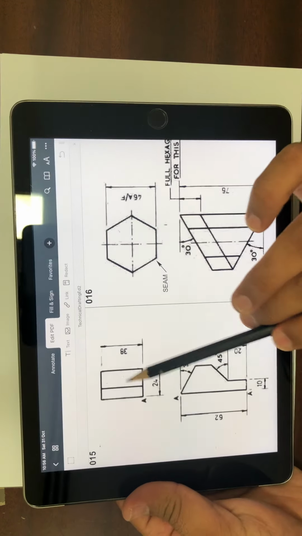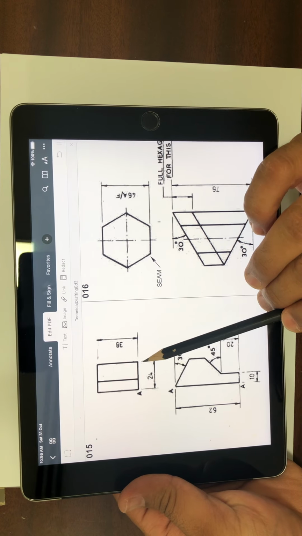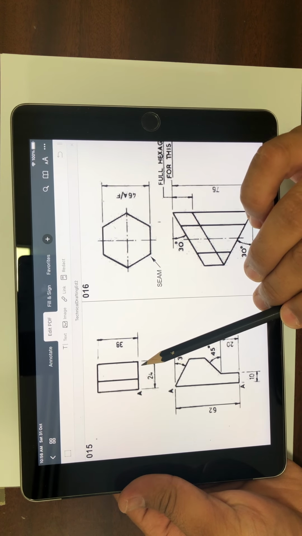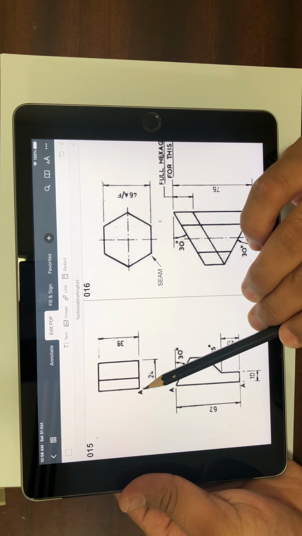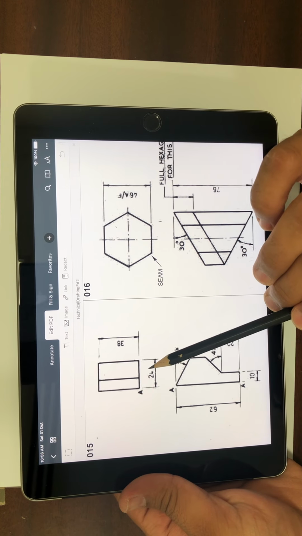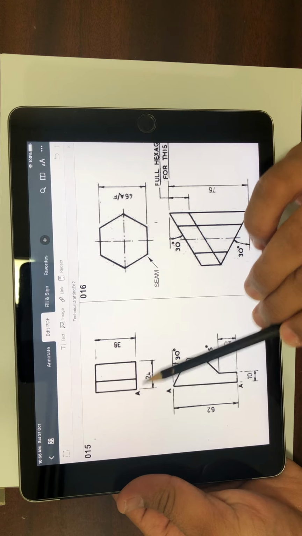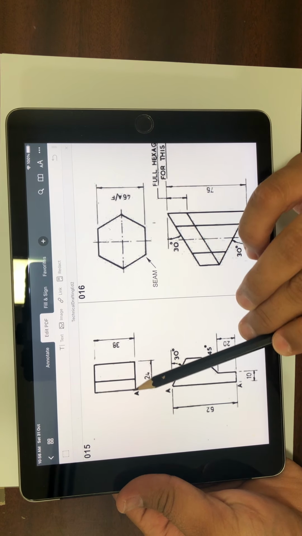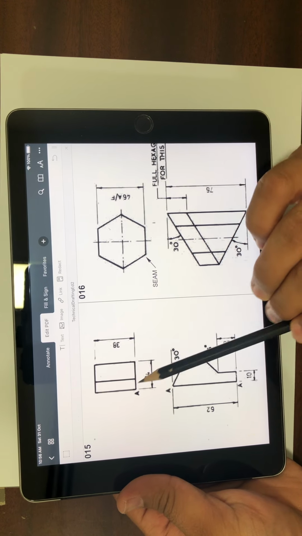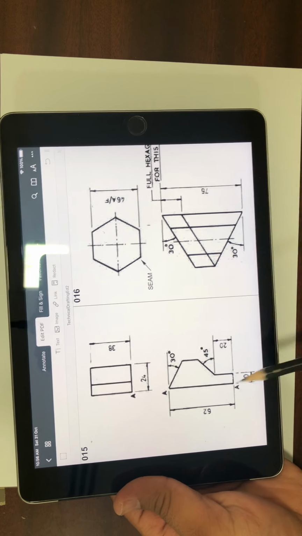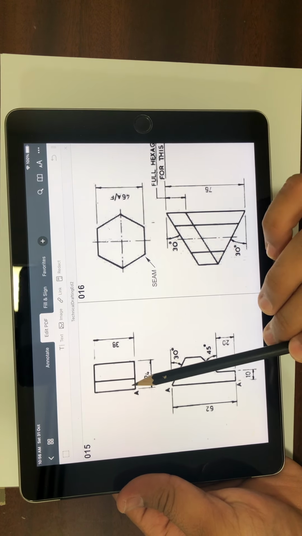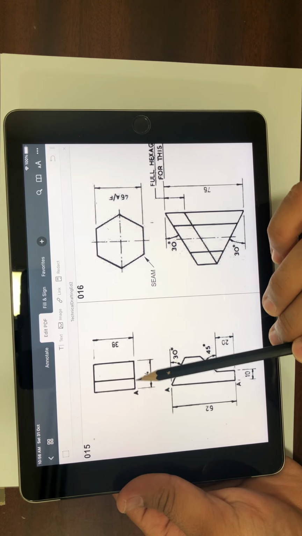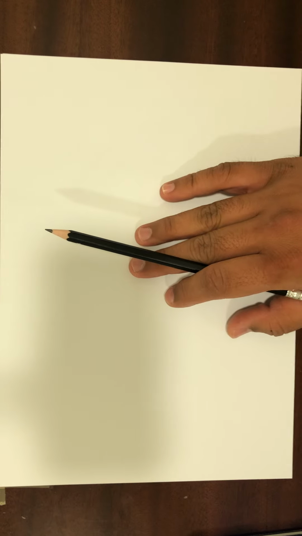What is the top view? This is the top view. The length is how much? 24, and height is 38. Okay, length 24, height 38. And this thing, how much is this? Here it is 10. So this is also 10. Here this part is 10. So in the top view also it will be 10, and this total is 24, and this is 38. So now let's start drawing the figure.